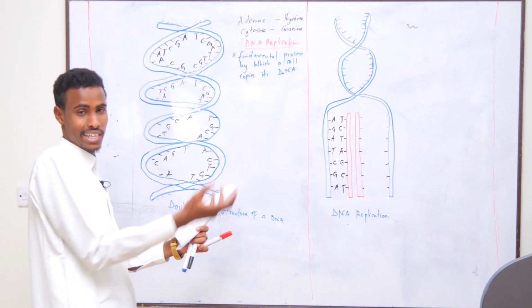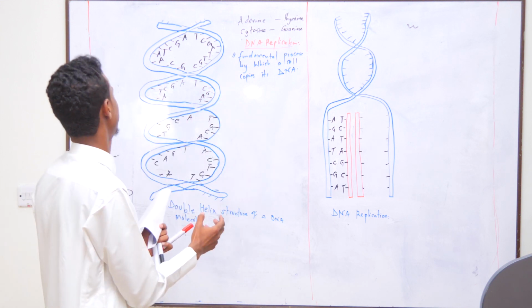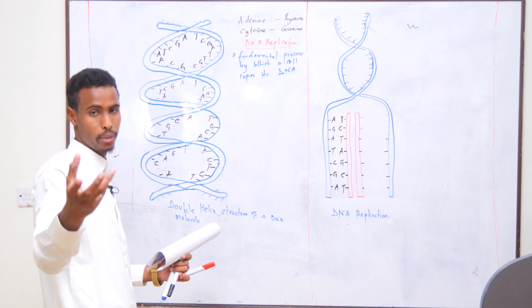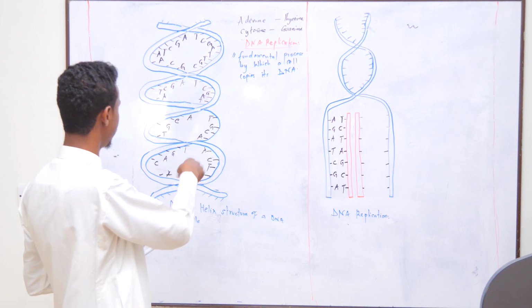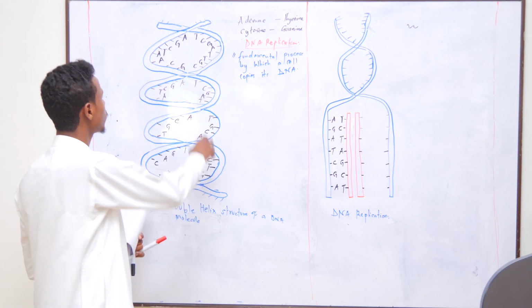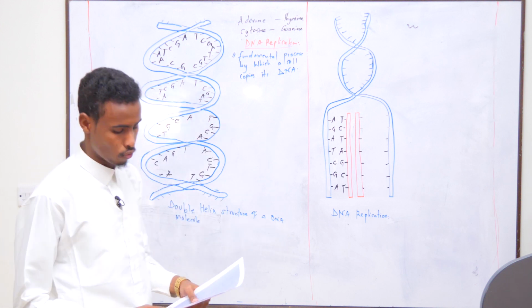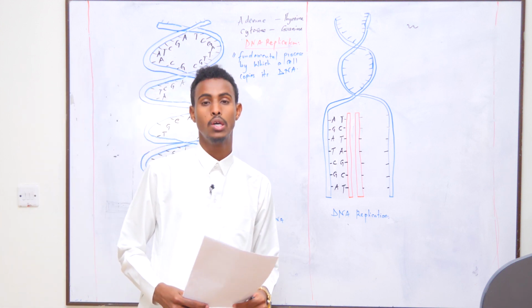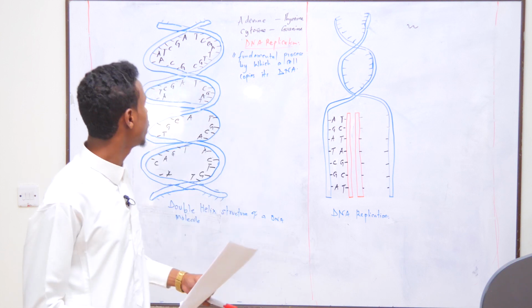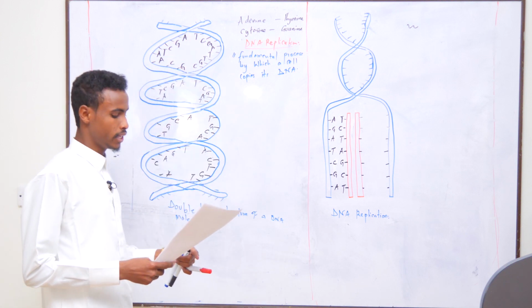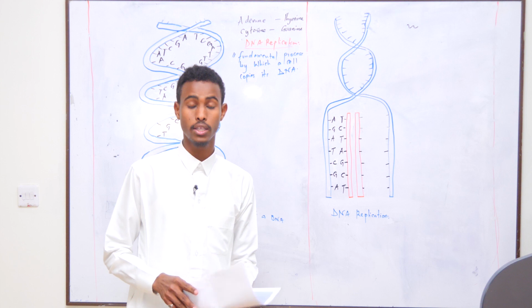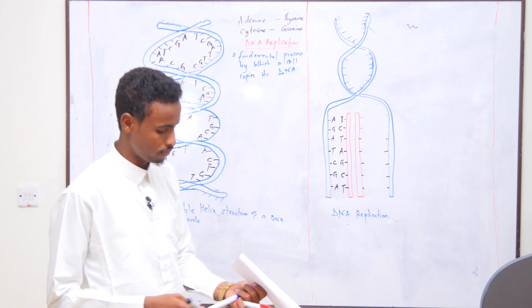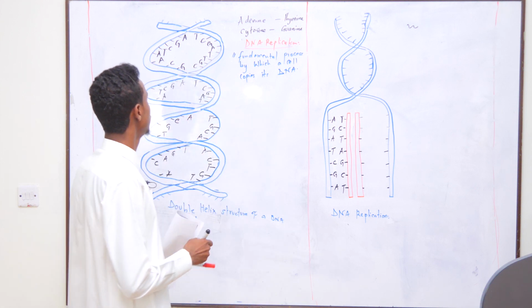Class, as you can see, we said that the double helix structure of a DNA consists of two parallel strands that are twisted on one another, forming long chains. That is the double helix structure. And as you can see, during the process of DNA replication, what happens is the double helix unwinds. We say the double helix unwinds and the two strands unzip themselves.